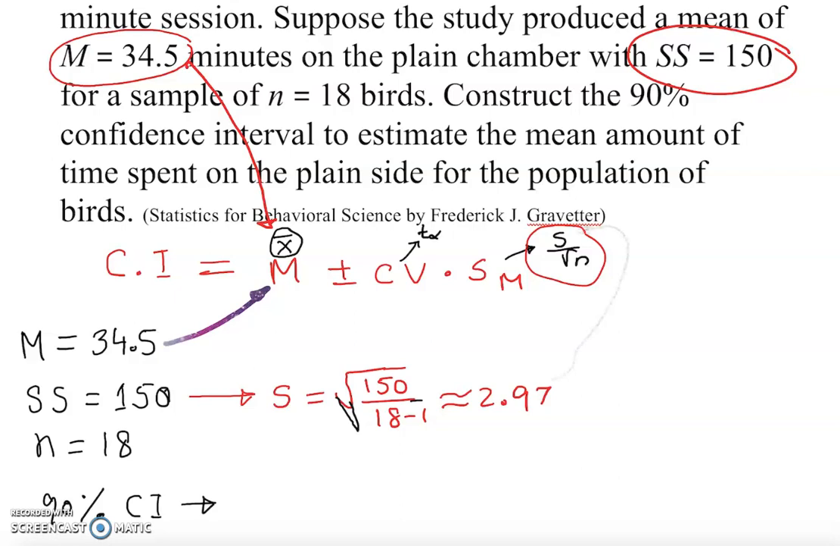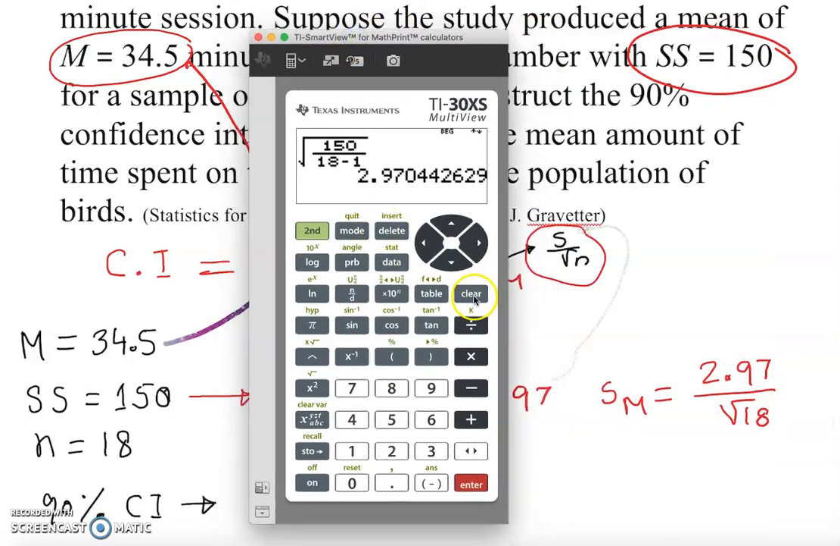So we have our standard deviation, as you clearly see. But we need the standard error of the mean. So the standard error of the mean is equal to 2.97 over the square root of 18. This time we don't subtract 1. So we need a calculator one more time here, as you see. Okay, so we do 2.97 divided by the square root of 18.